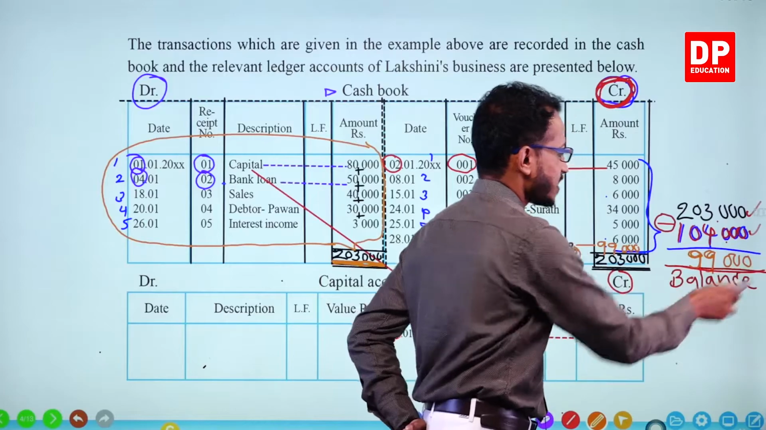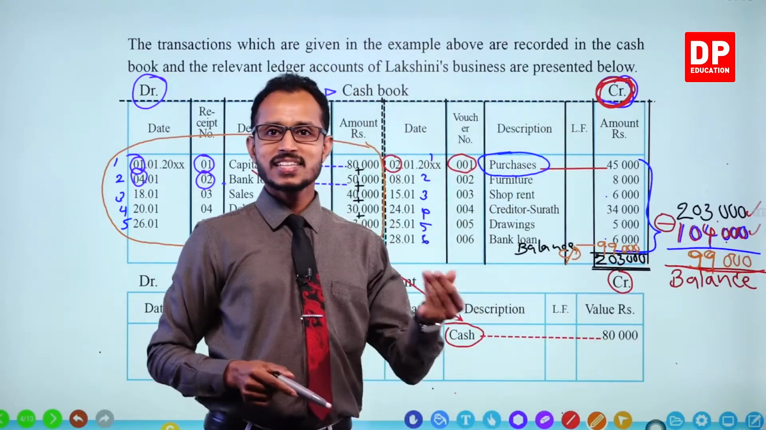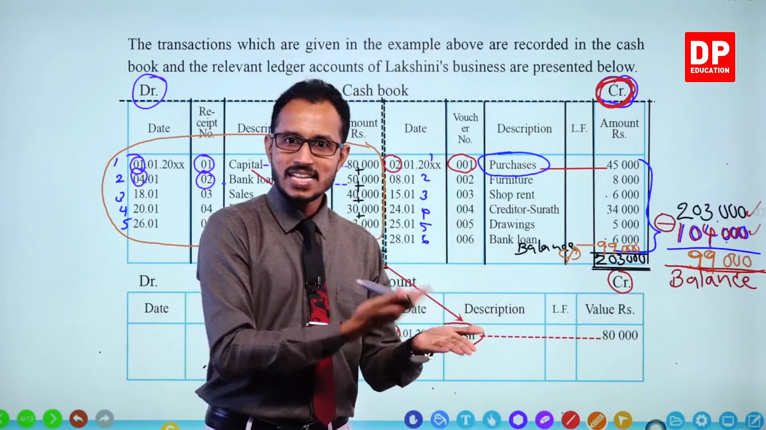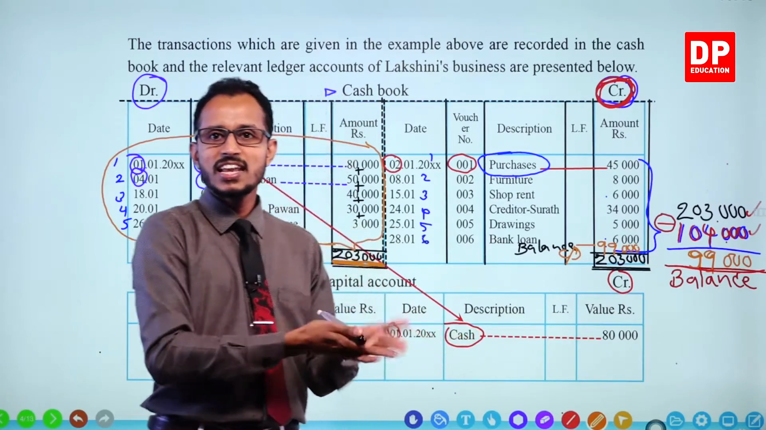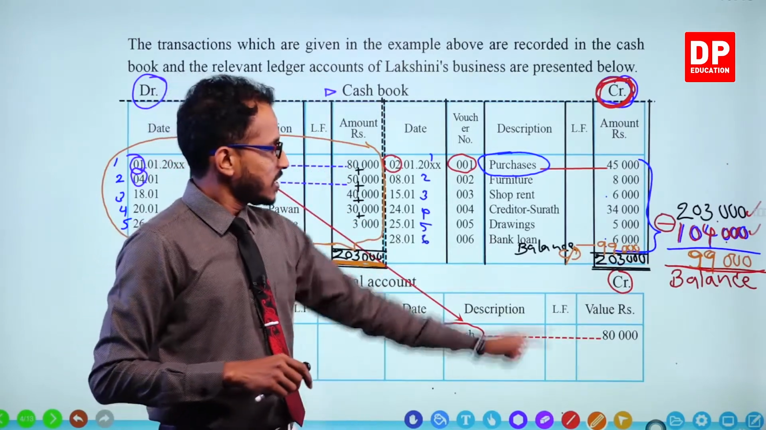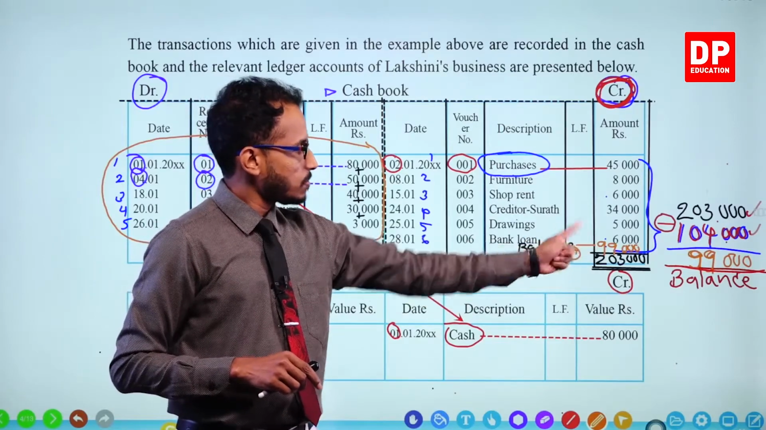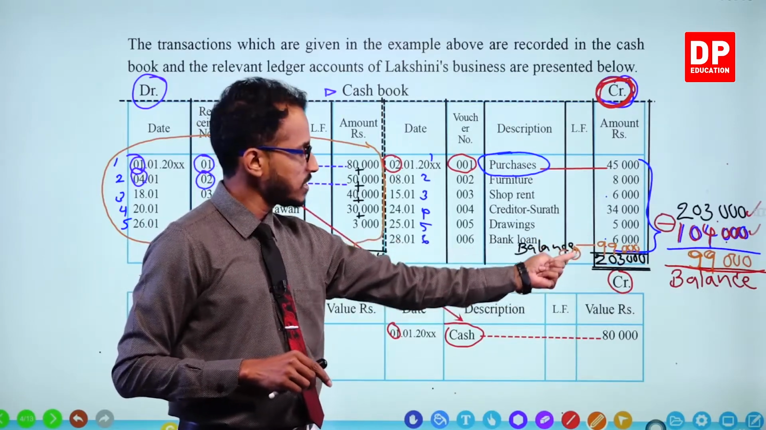what is this 99? That is the remaining balance at hand. This is the cash we have left at hand. That is why we call it the balance of cash. Balance carried down. CD means carried down.